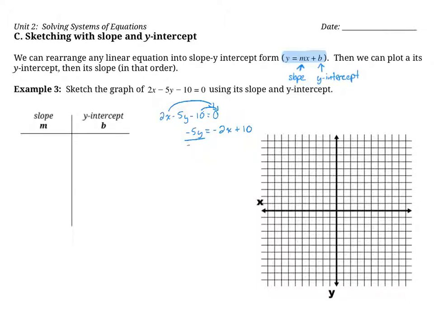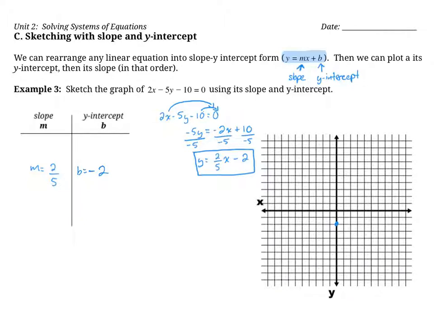And to get y by itself, we need to divide everything by negative 5. So y is equal to 2 over 5x minus 2. And that is our equation in slope y-intercept form. This means that our slope is 2 over 5 and our y-intercept is negative 2. We can plot our y-intercept. That's what you need to start with first. So our y-intercept is negative 2.